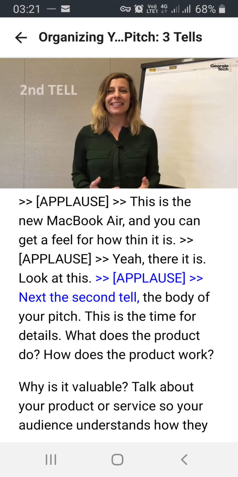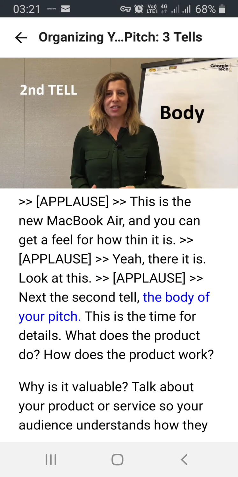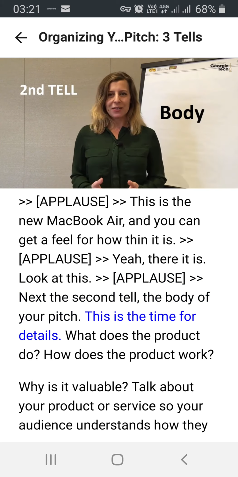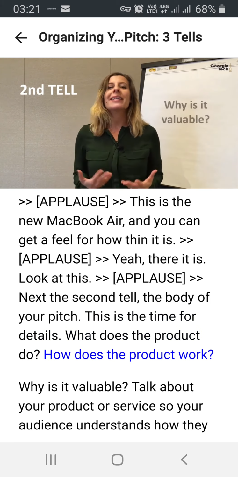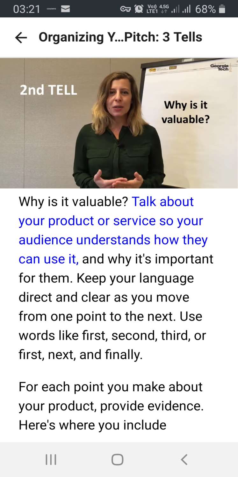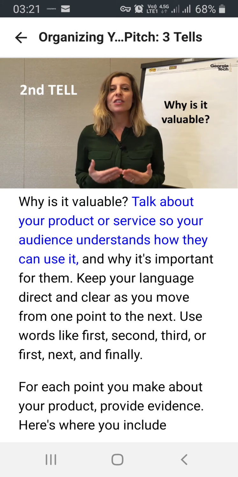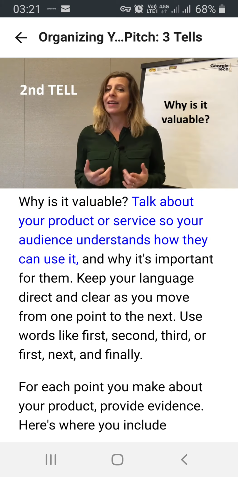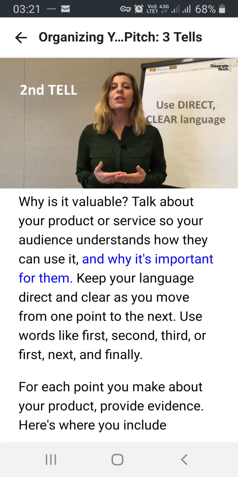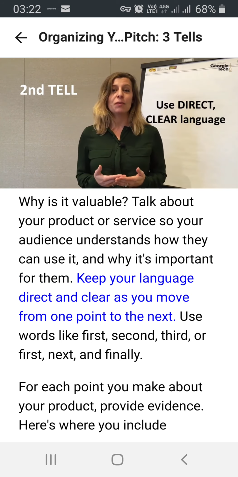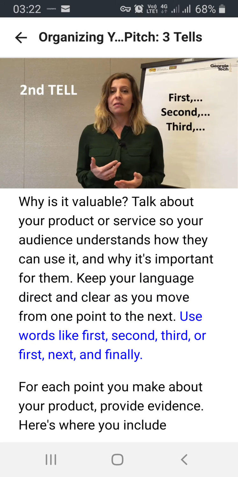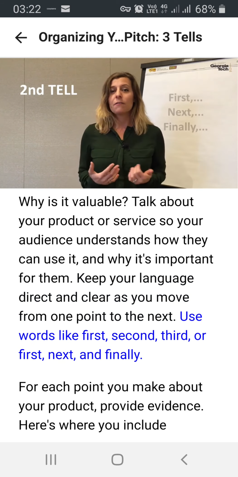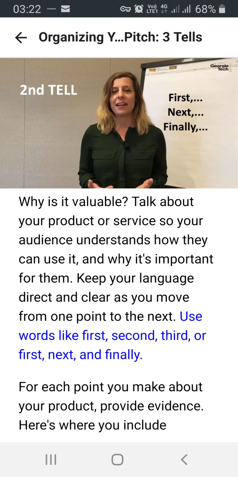Next, the second tell, the body of your pitch. This is the time for details. What does the product do? How does the product work? Why is it valuable? Talk about your product or service so your audience understands how they can use it and why it's important for them. Keep your language direct and clear as you move from one point to the next. Use words like first, second, third, or first, next, and finally.